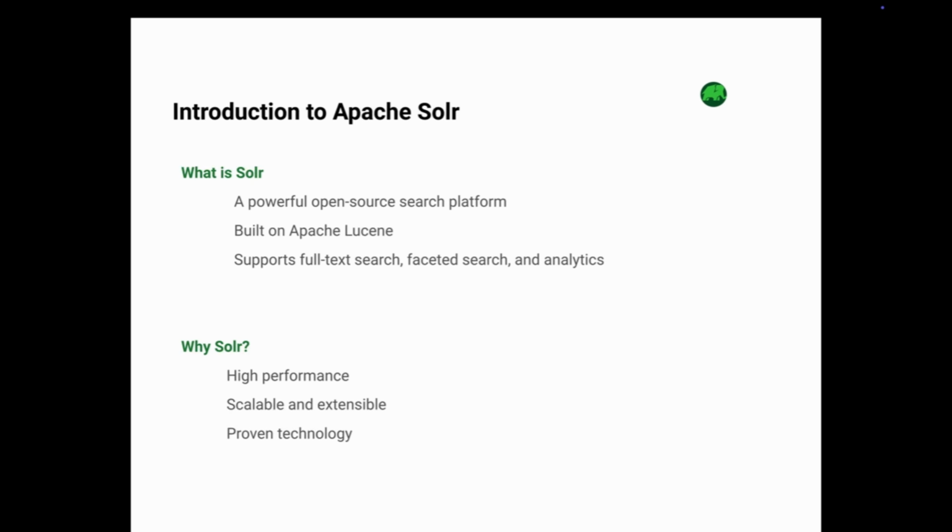Now, let's talk about why you should consider Solr for your next search project. It is packed with features that make it a standout choice. Solr is optimized for speed and can handle millions of queries per second. This makes it perfect for applications with high search demands. Need to grow your system? Solr can scale horizontally across multiple servers and integrate with other tools seamlessly.